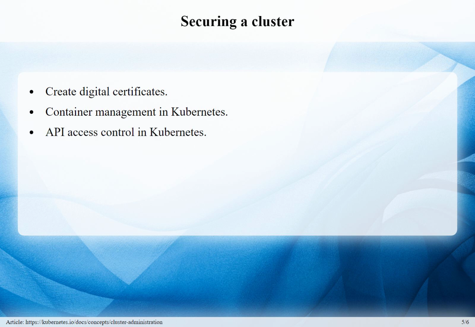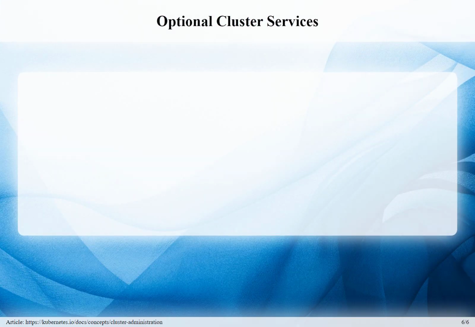Controlling access to the Kubernetes API covers the implementation of API access control. Authenticating details authentication processes and options in Kubernetes. Optional cluster services. DNS integration details mapping DNS names to Kubernetes services, while logging and monitoring cluster activity covers Kubernetes logging and its implementation.